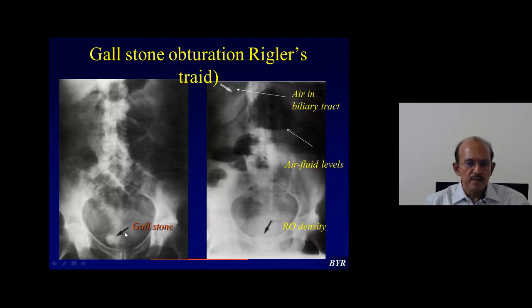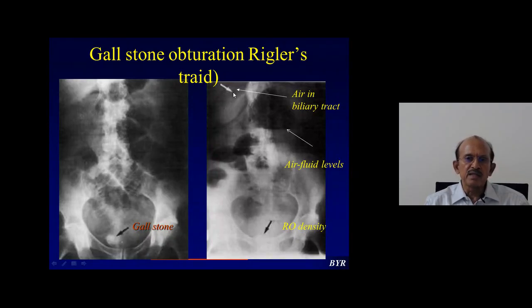This is another case where you can see gas shadows. In the pelvis, you can see a rounded density, opacity. That means there is a foreign body. So this is a gallstone. Why do I say this is a gallstone? When the same patient's upper abdomen is x-rayed, you can see there are lines of air. So there is a small tubular air shadow here. That means this is air in the biliary tract.